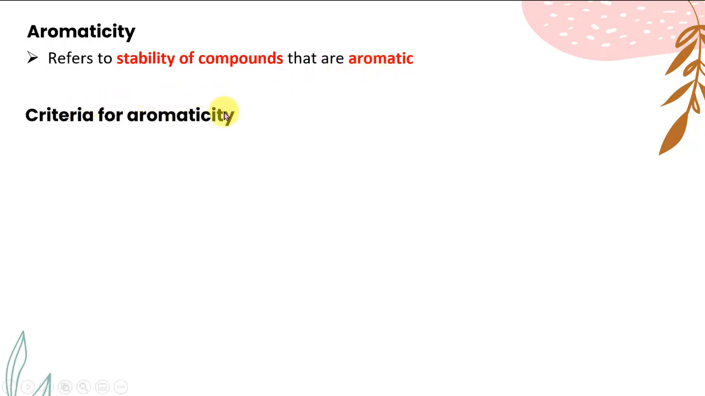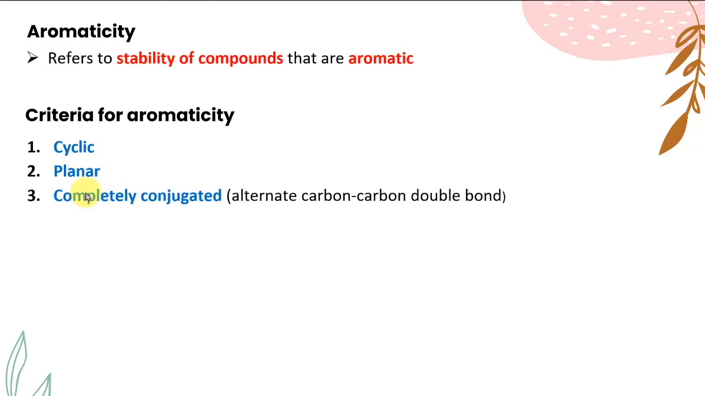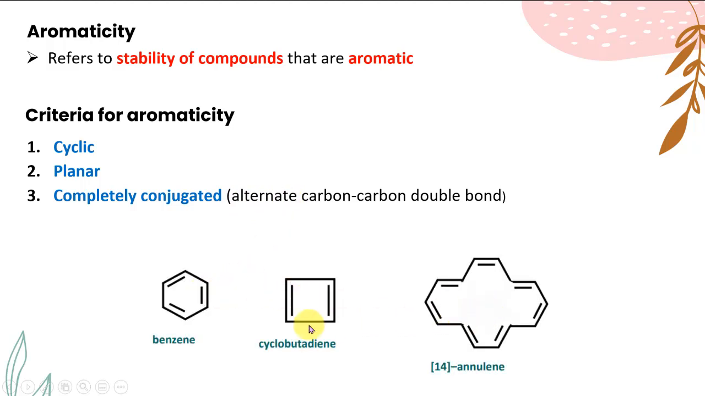The criteria for a compound to be aromatic: there are 4 criteria altogether. So let's look at the criteria of aromaticity. First of all, the compound must be a cyclic compound. Second, it must have a planar structure. And number 3, it must be completely conjugated. The term completely conjugated here refers to the carbon-carbon double bonds must be alternate, and refers to the following structures.